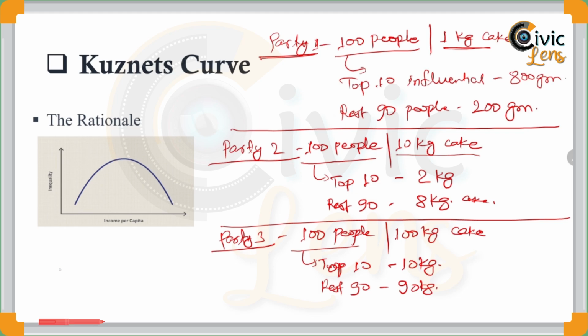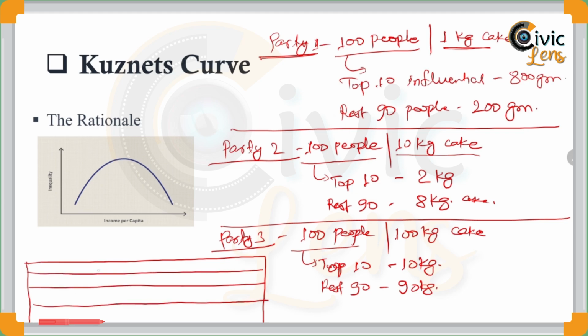So if I write this whole thing in a tabular form, let me write it here. Let's say here we write the share of 10 people, and here we write the share of the rest 90 people, right? So what is happening in case of party 1 is that these 10 people are getting 800 gram of cake. That means per person they will get 80 gram of cake, right? And these 90 people are getting a total of 200 gram of cake. That means per person around 2 gram of cake, right?